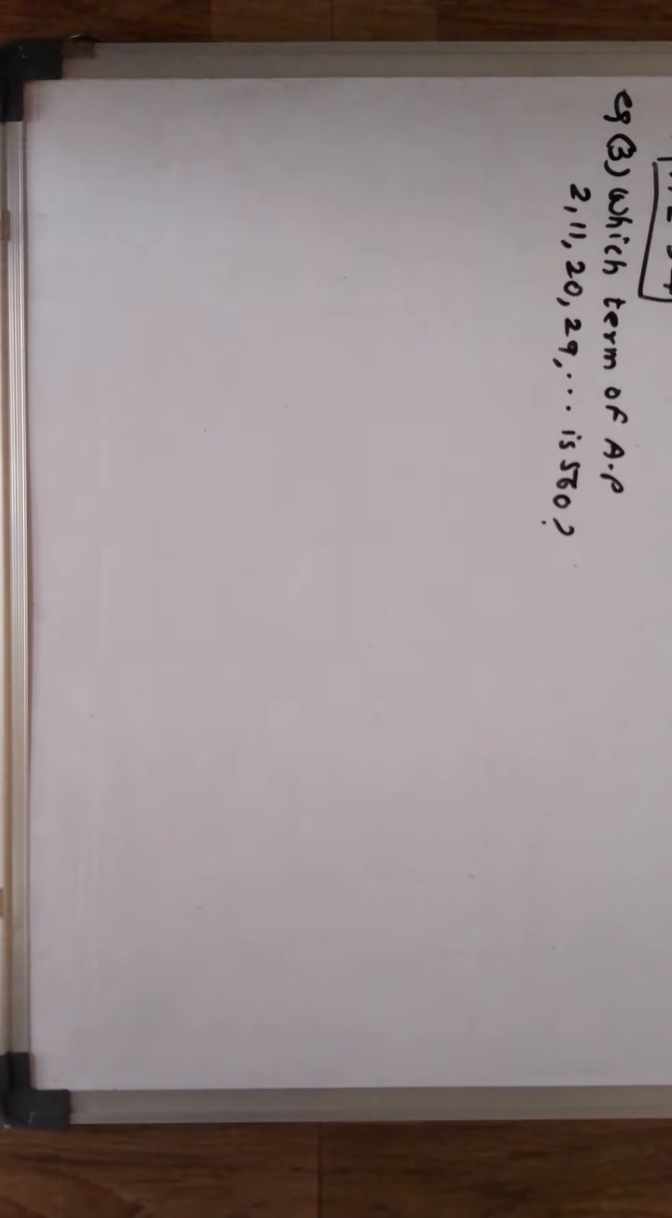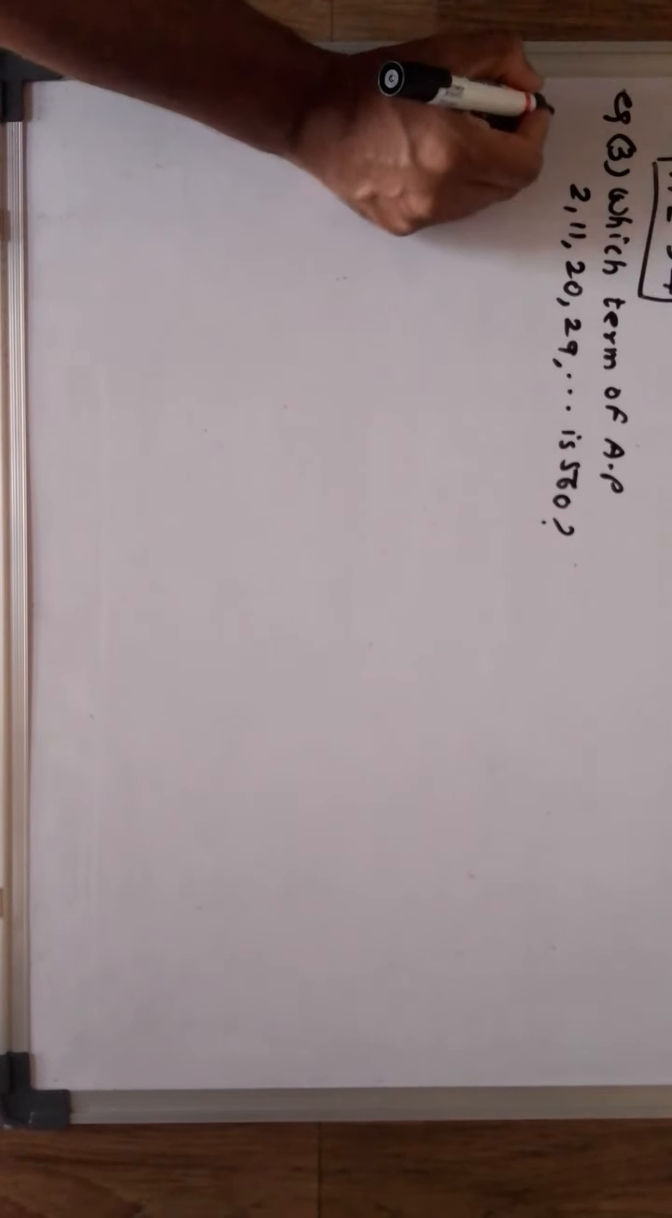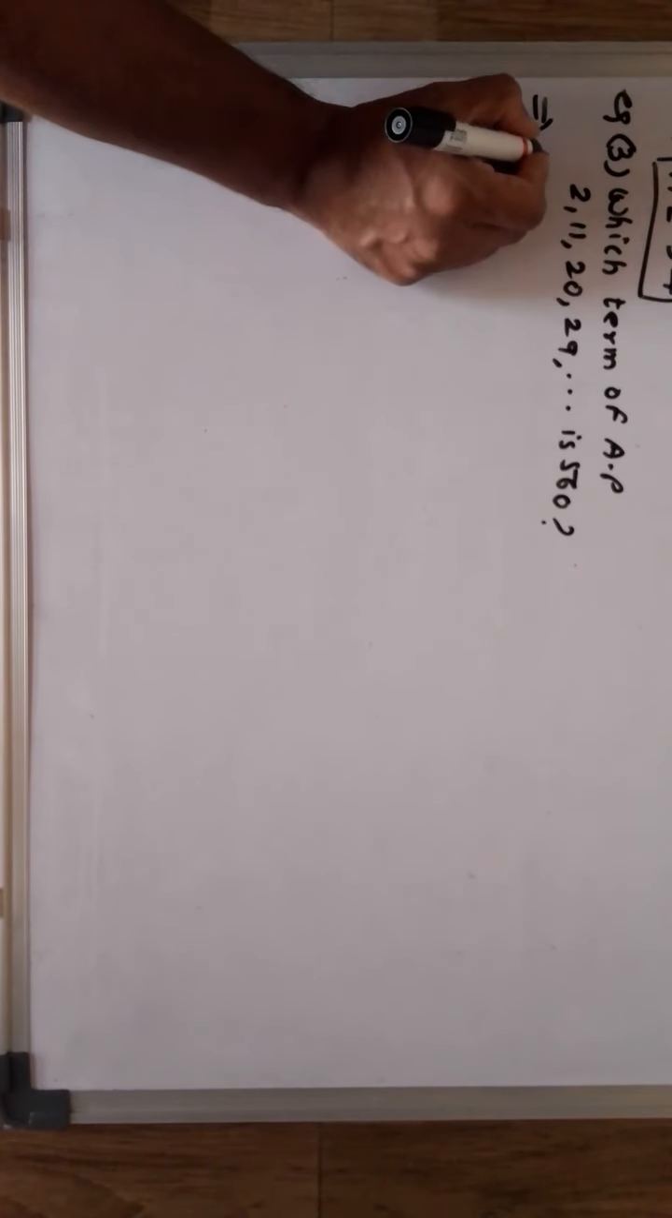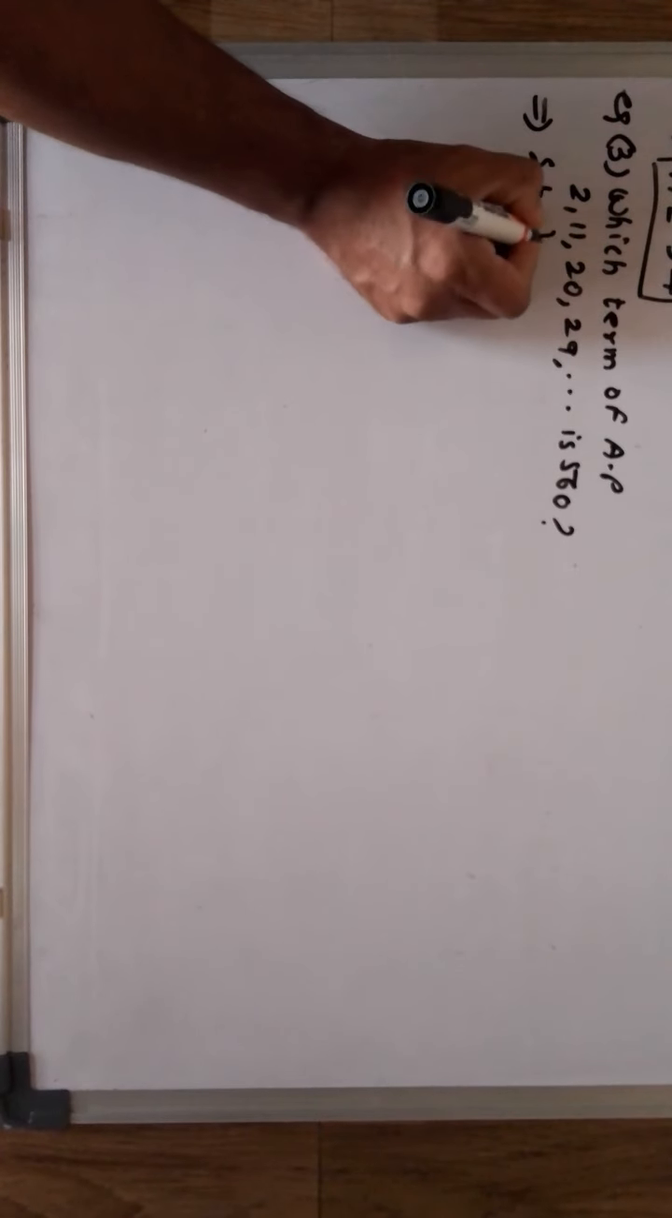Now, going to this particular question, it says: which term of the arithmetic progression is 560? Already told arithmetic progression. Which term? That means first term, second term, term number. Which term number of this particular sequence is 560? That I don't know. I am not going to think of that first. First I will write the sequence Tn.